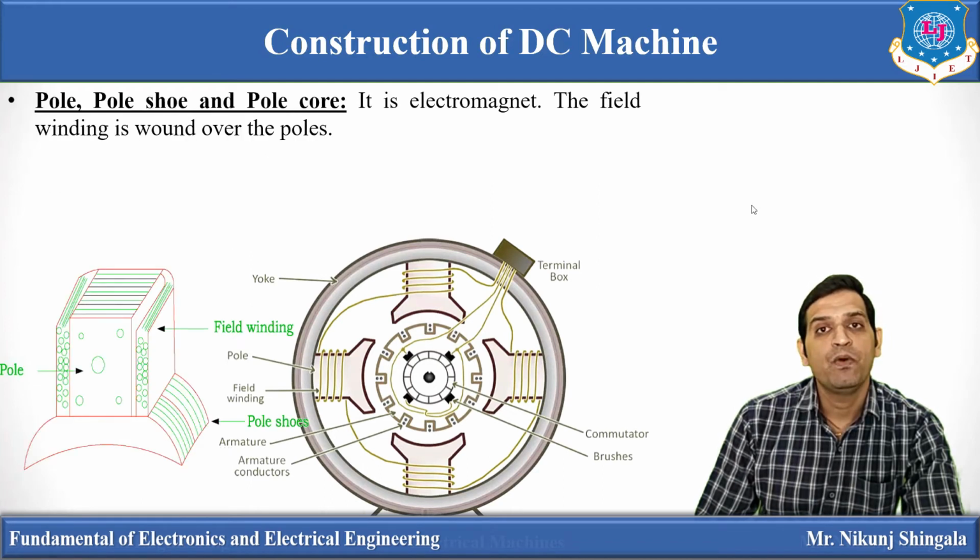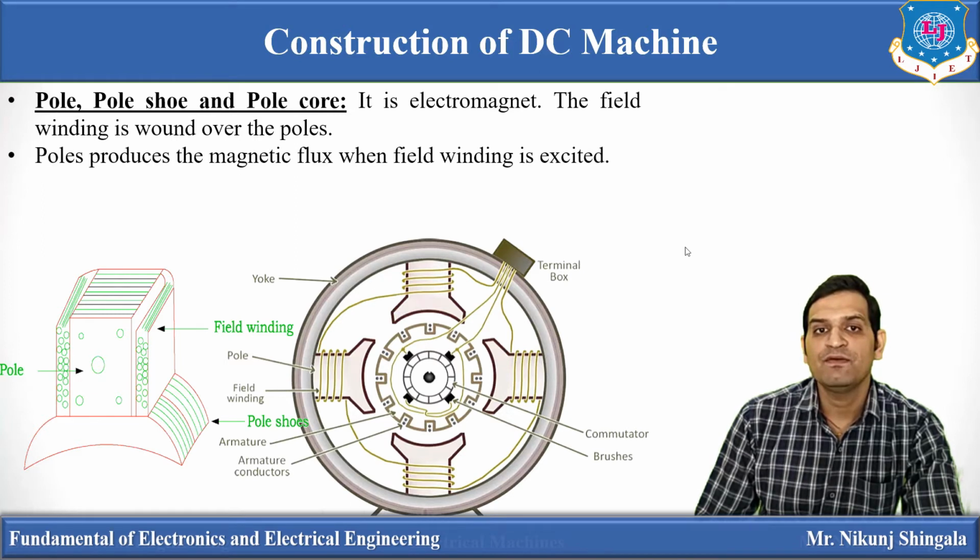Next one is the pole shoes and pole core. Here you can see there are 4 poles. It is basically an electromagnet. The field winding you can see here is wound around the pole. So when current is passing through the field winding, it works as an electromagnet and produces the magnetic field. The pole produces the magnetic flux when the field winding is excited, as I told you.